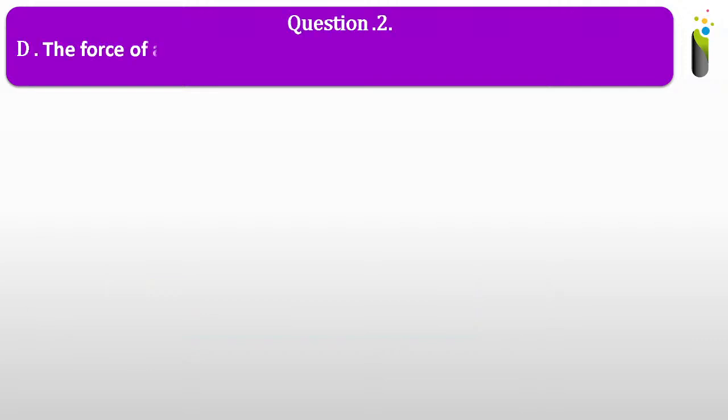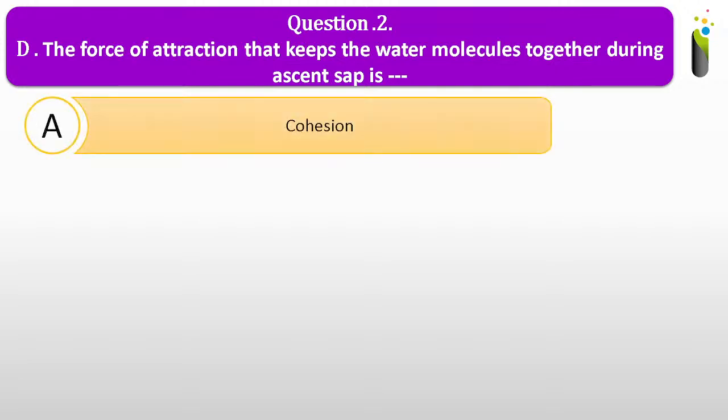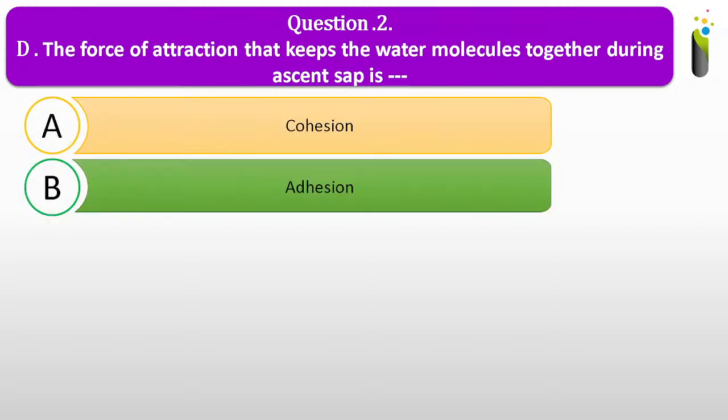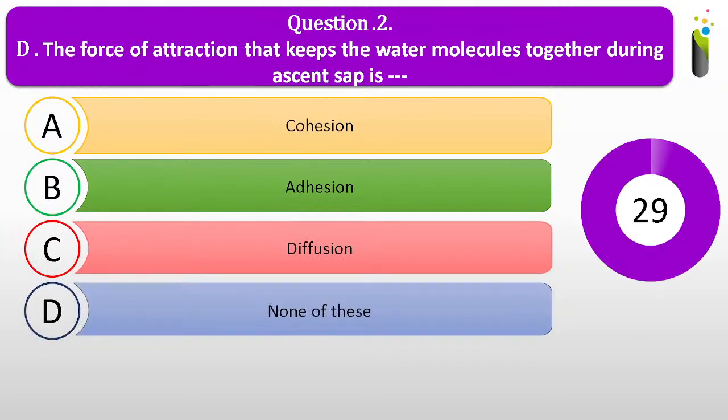Going ahead with question number 2, sub-question D. The force of attraction that keeps the water molecules together during the ascent of sap is dash. A. Cohesion. B. Adhesion. C. Diffusion. D. None of these. So the force of attraction that keeps the water molecules together during ascent of sap is dash.